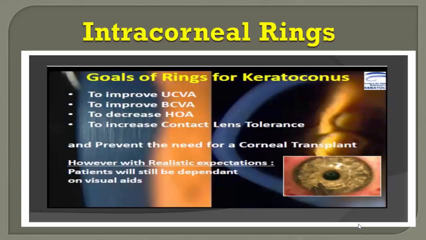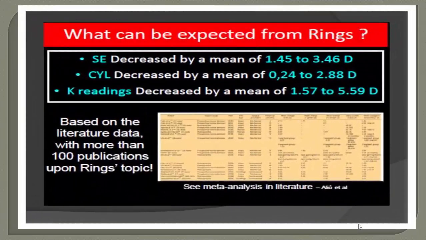Intracorneal rings. Goals of rings for keratoconus: it improves the uncorrected visual acuity and best corrected visual acuity, decreases the high order aberrations, and increases contact lens tolerance. So all of these will delay the need for corneal transplantation. What can be expected from intracorneal rings? First, we should expect that intracorneal rings will cause corneal flattening, which decreases the spherical equivalent and the cylinder.